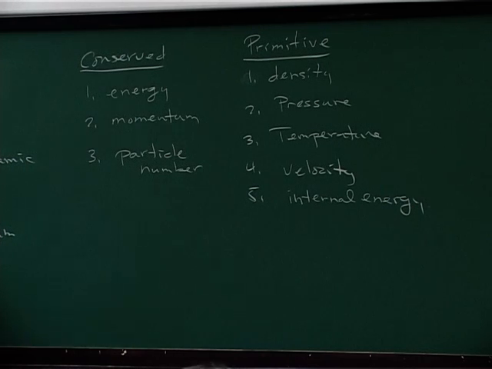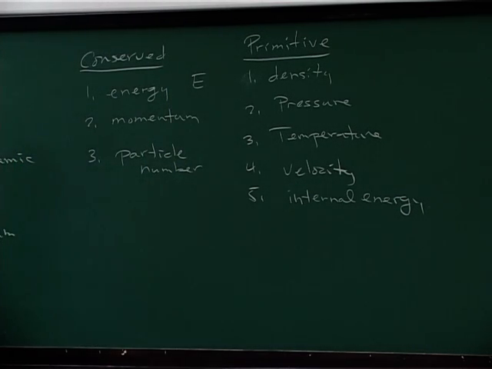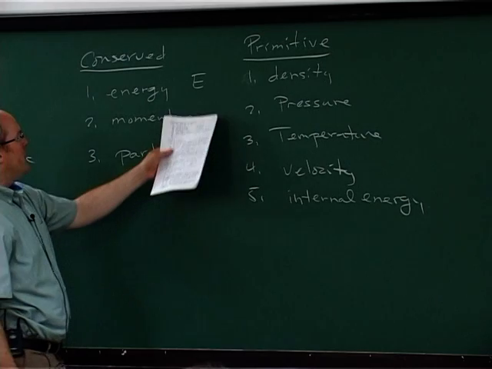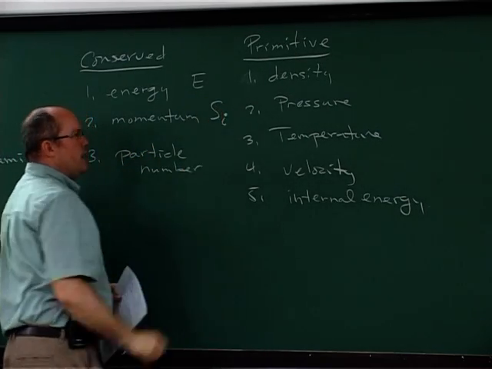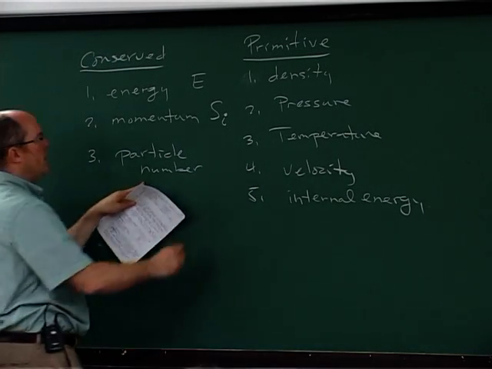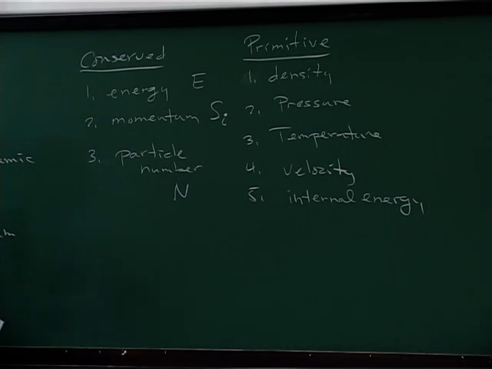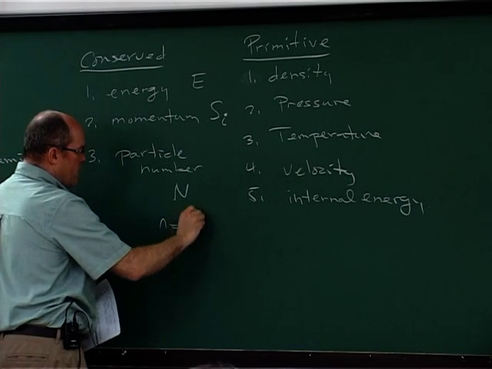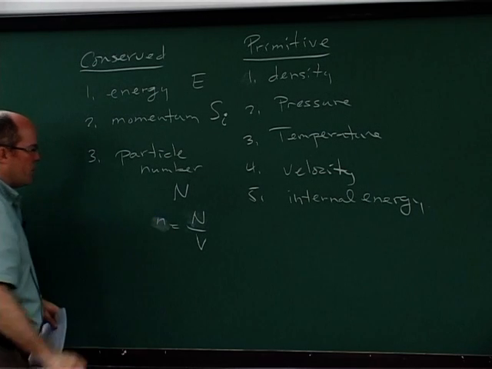For the energy, I'm going to use a capital E, and I'll sometimes use tau, but we'll come to that later. For the momentum, I'm going to use a capital S, and in relativity, I'm going to put an index i down, so this is a one-form that we'll come to. For particle number, I'll use capital N, and when I talk about a particle number density, I'll use little n.